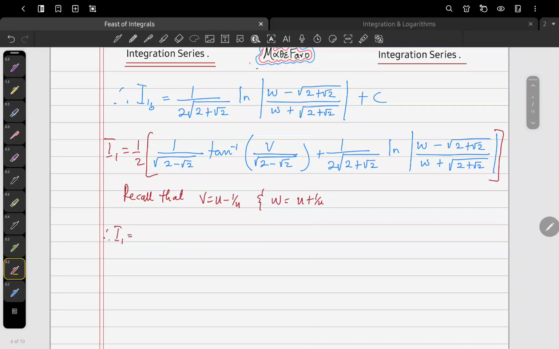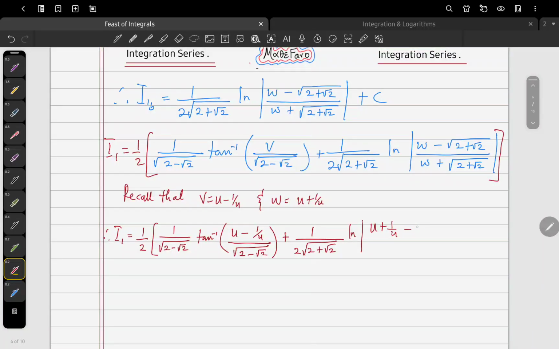Therefore, I1 is 1 over 2 square root of 2 minus square root of 2, tan inverse of u minus 1 over u over square root of 2 minus square root of 2, plus 1 over 2 square root of 2 plus square root of 2 natural log of u plus 1 over u minus square root of 2 plus square root of 2 all over u plus 1 over u plus square root of 2 plus square root of 2, plus c. So this is I1.